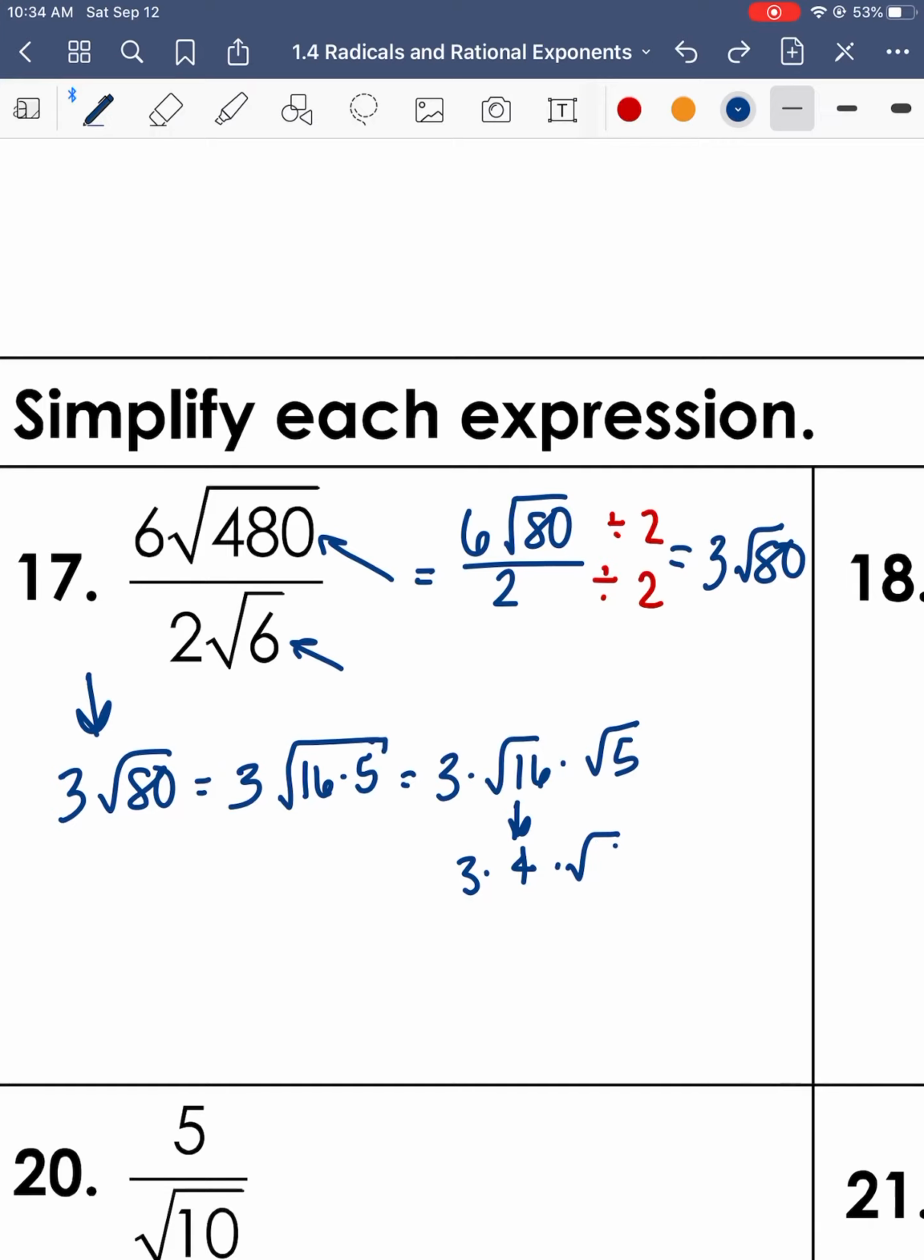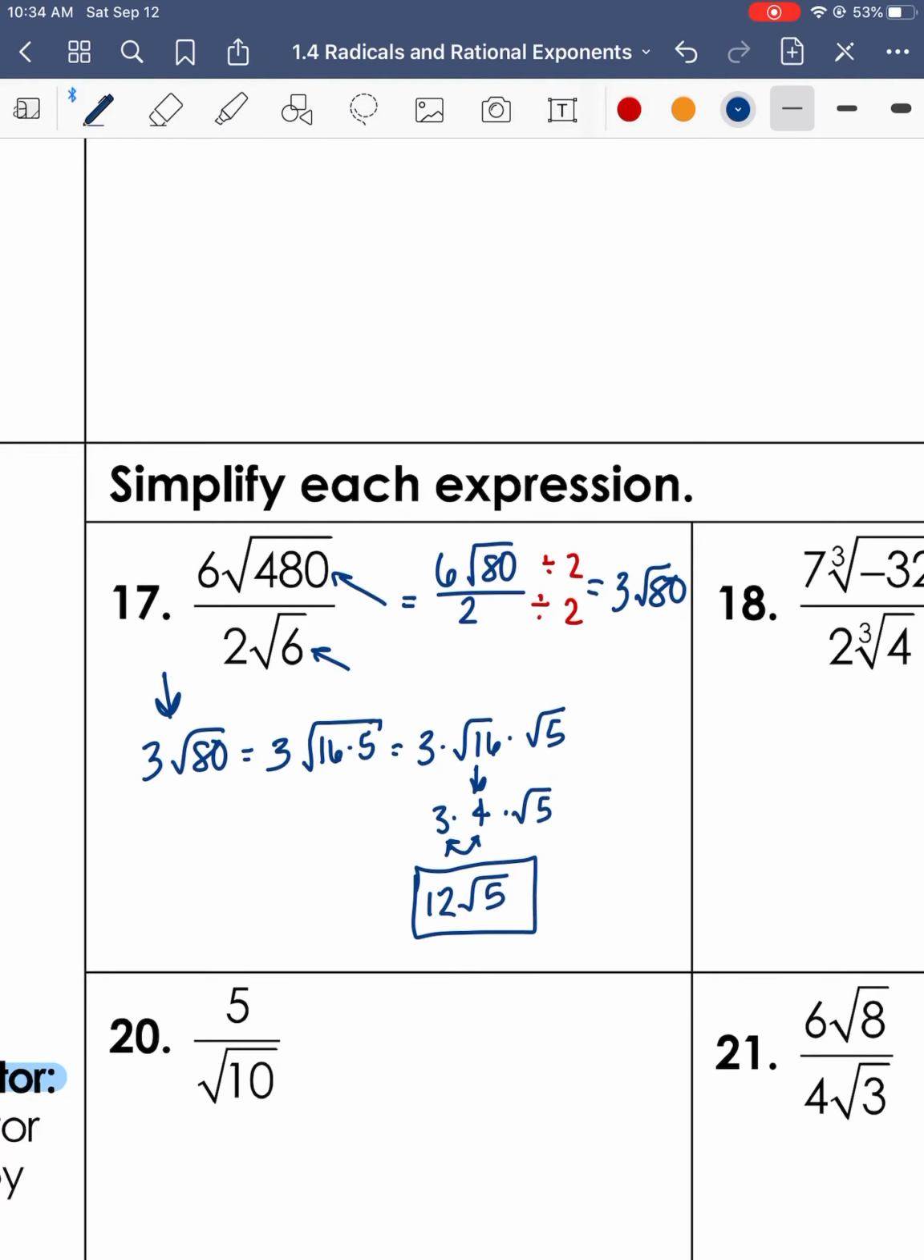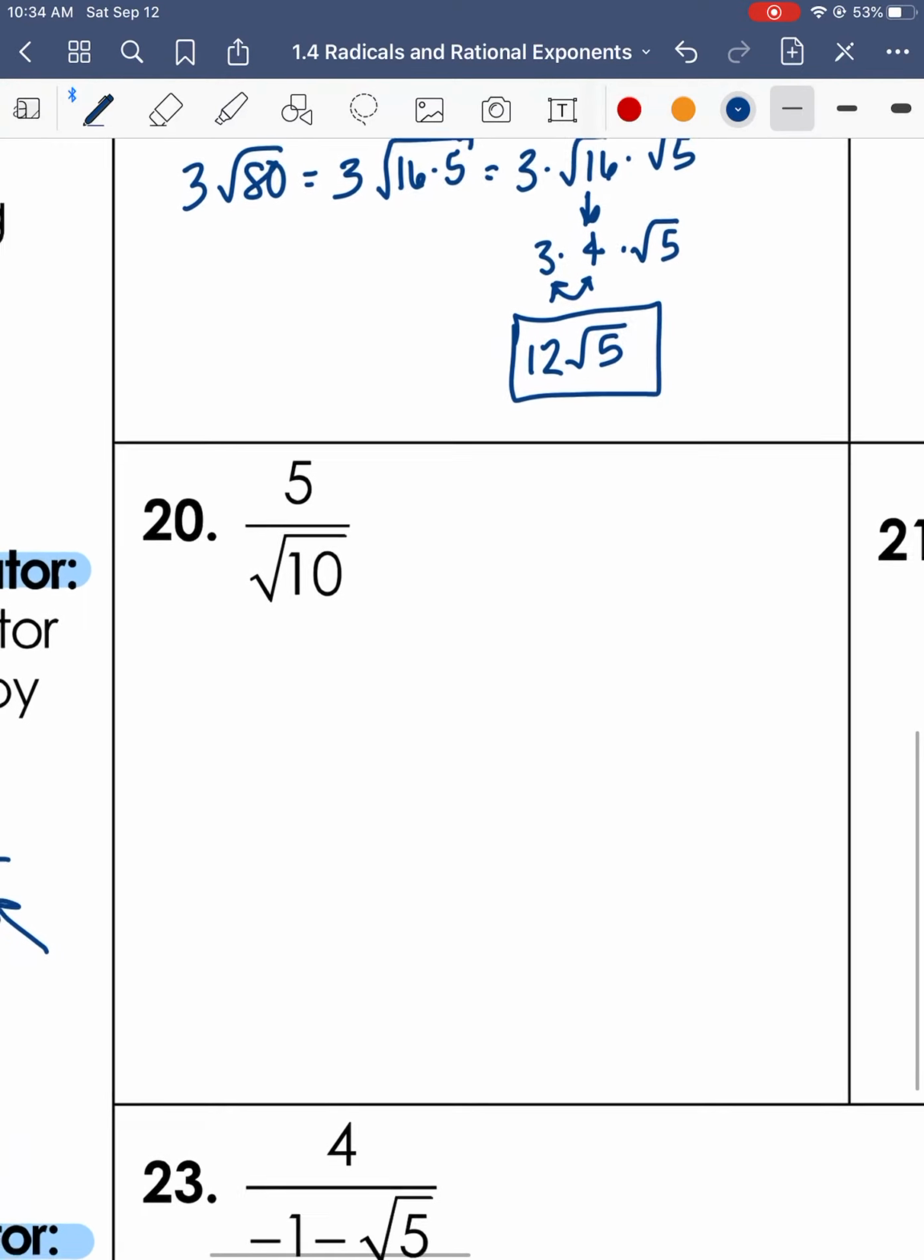And our final answer here, we're just going to multiply these coefficients together. We have 12 root 5. Root 5 cannot be simplified anymore, and there's our final answer. Okay, so even when we get here, don't forget that you still need to make sure that your radical is as simplified as possible. All right, let's move to number 20.